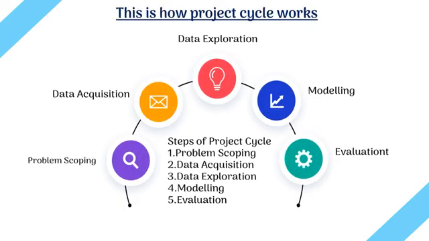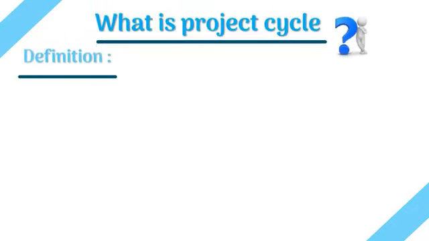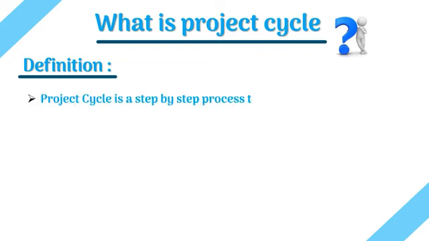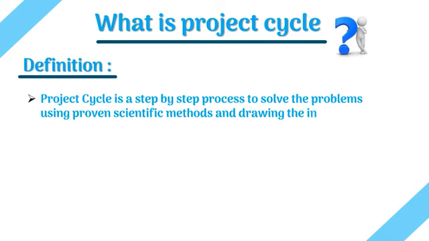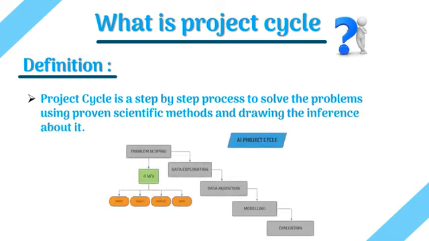But after completing the whole video, the single question which remains is: what is the proper definition of project cycle? So the proper definition of project cycle is a step-by-step process to solve problems using proven scientific methods. In this definition, we are mentioning proven scientific methods because we are not going to use trial and error method for solving the problem. As we have seen, we are using proper methods and proper steps to solve the problem. So we mention in our definition that we use proven scientific methods. Scientific methods here means proper or proven methods that we are going to use to solve the problem.